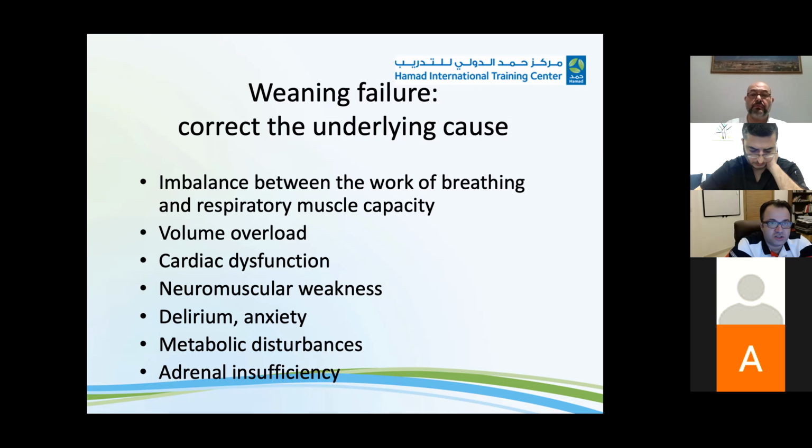Adrenal insufficiency, if you have signs of adrenal insufficiency like hyponatremia, hyperkalemia, glucose impairment, blood pressure on the low side. Now most COVID patients are given dexamethasone or some kind of steroid, which is good, but adrenal insufficiency is also important to think about for weaning failure.